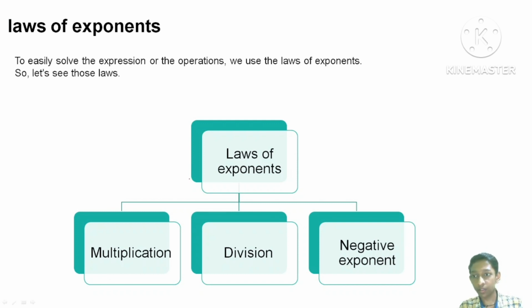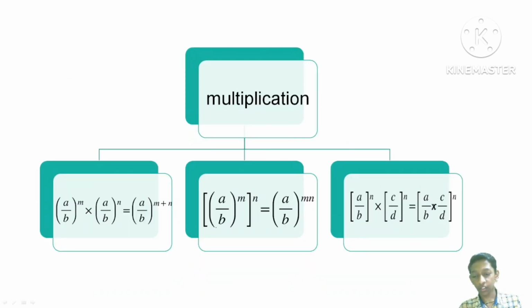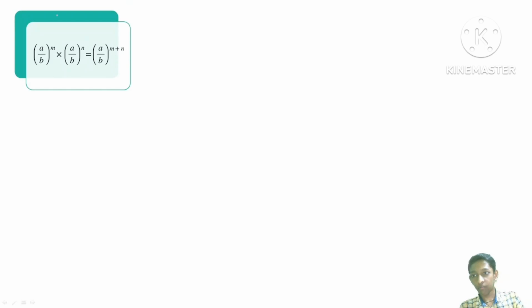Now let's see those laws of exponents. Laws of exponents can be done under multiplication, division, and negative exponent. In multiplication, we have three laws, in which the first law says that a by b are any rational numbers where b is not equal to 0, and m and n are any two integers. In the first law, we have the bases same but the exponents are different. So we have to write the base as it is and we have to add the exponents.